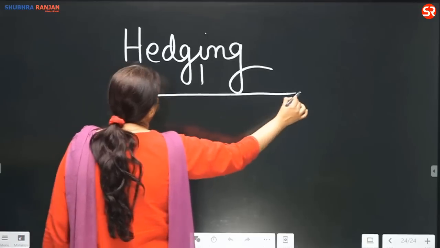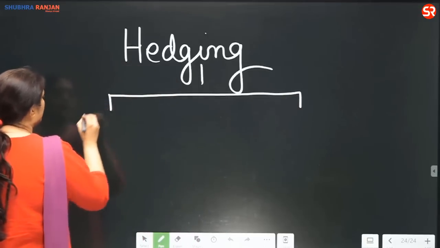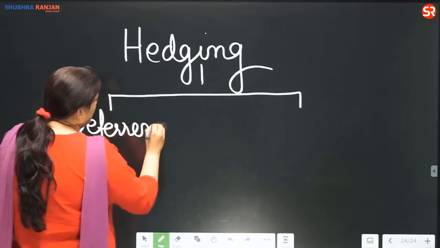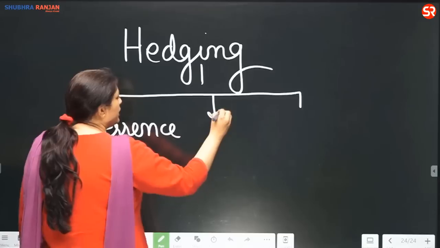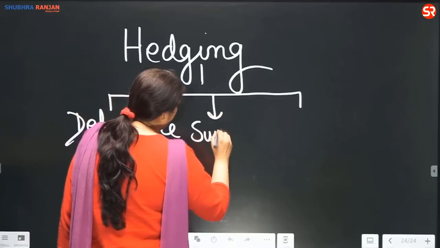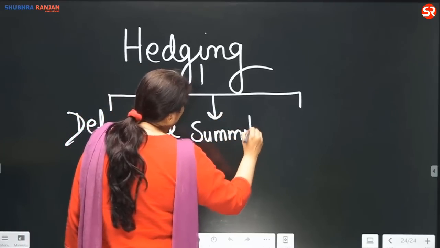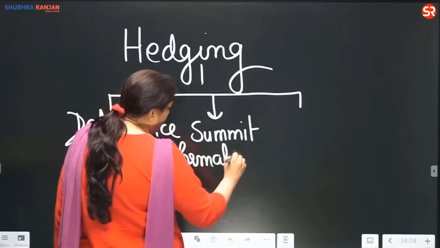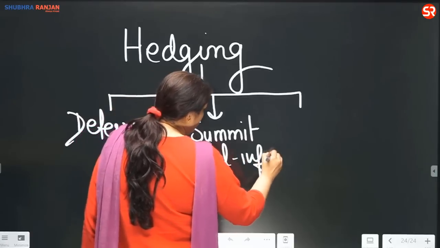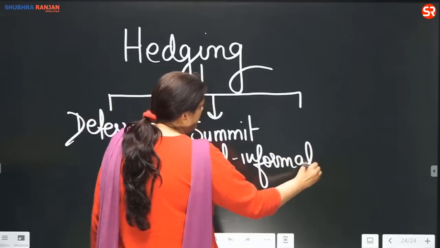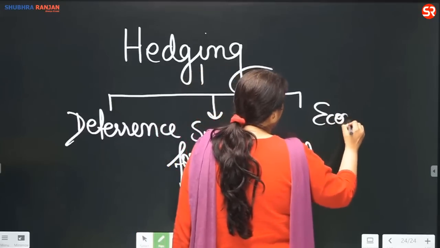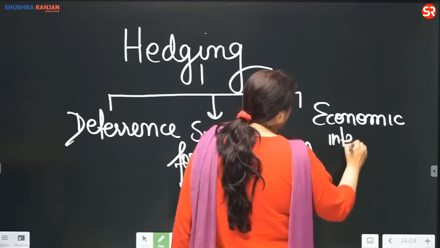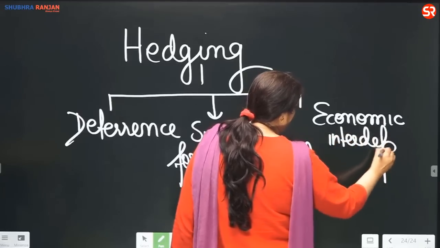and how to manage its relations, India relied first on deterrence, second on summit level talks, formal and informal, and third on economic interdependence. Fine.